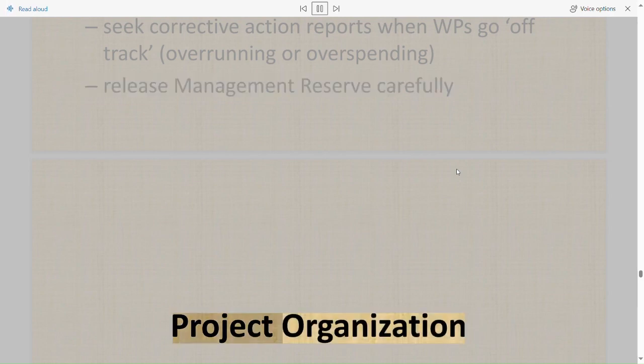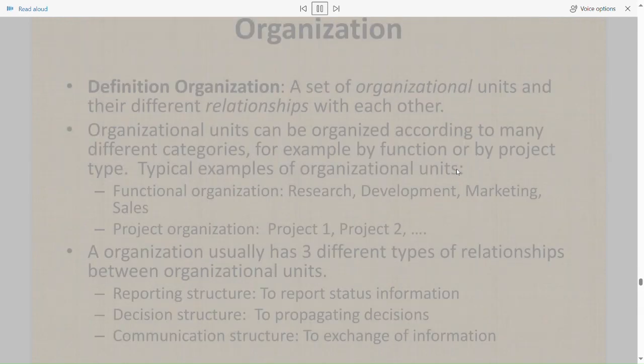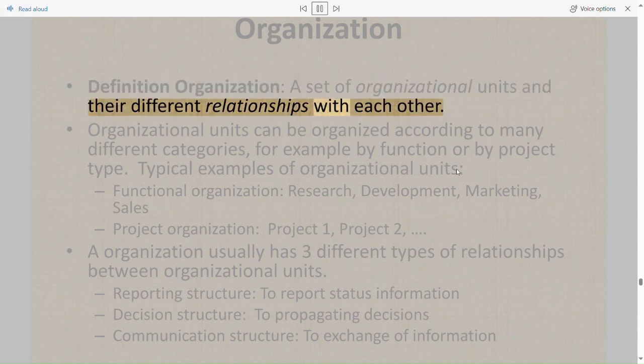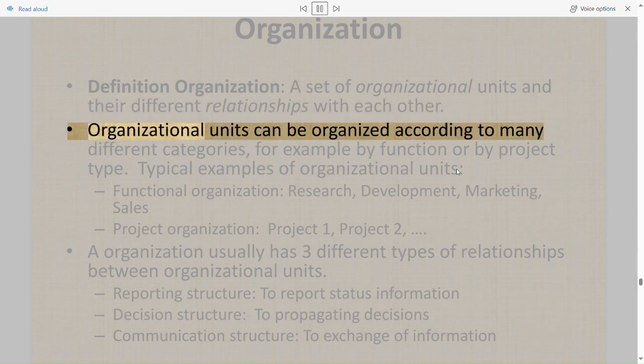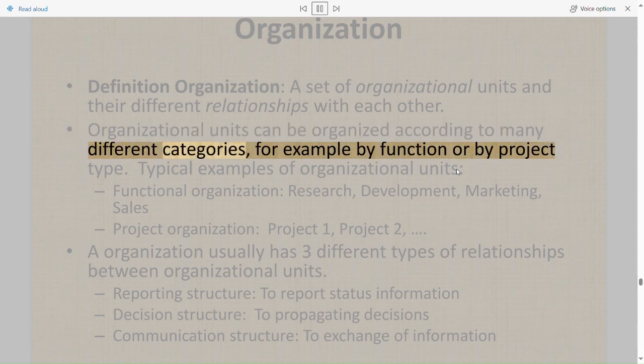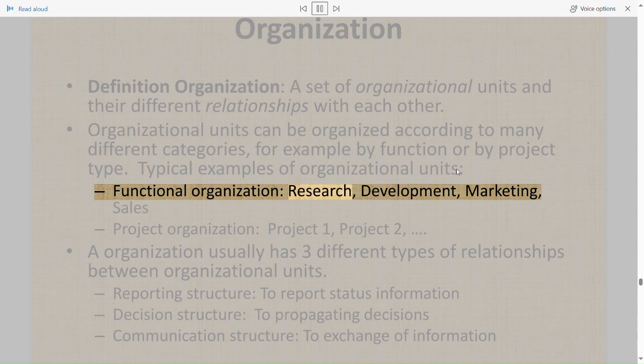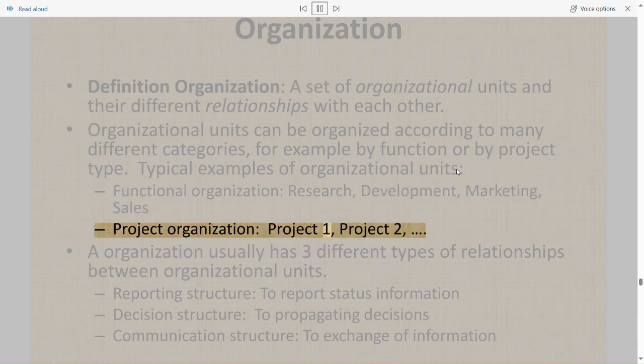Project organization. Organization. Definition: an organization is a set of organizational units and their different relationships with each other. Organizational units can be organized according to many different categories, for example by function or by project type. Typical examples of organizational units: functional organization, research, development, marketing, sales, project organization, project 1, project 2.